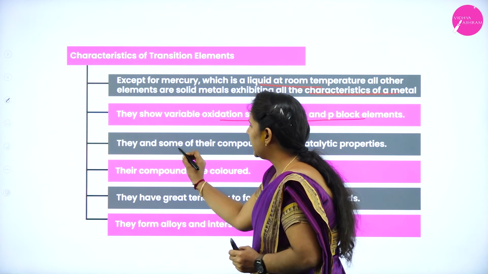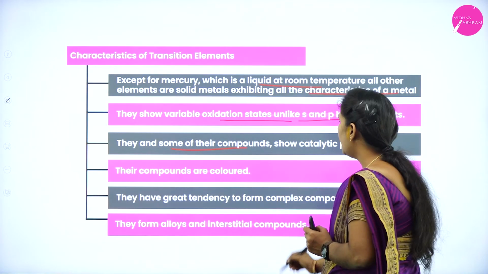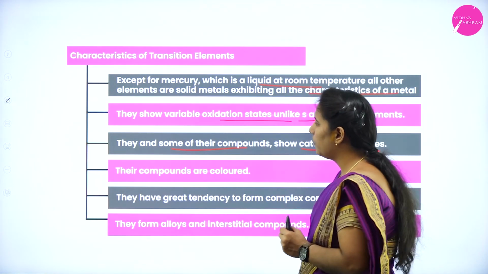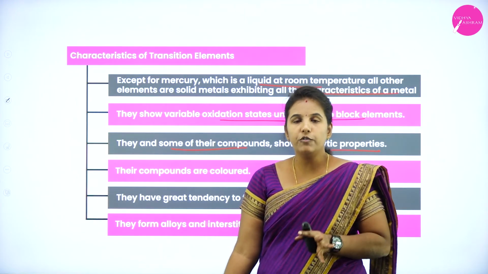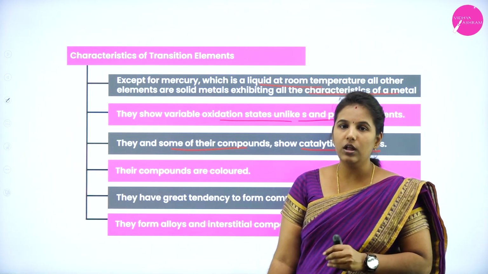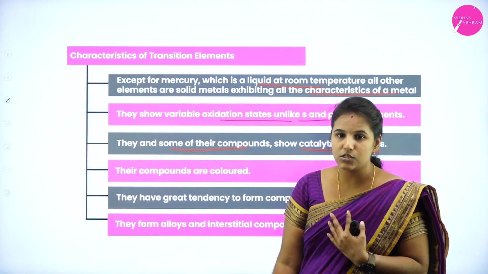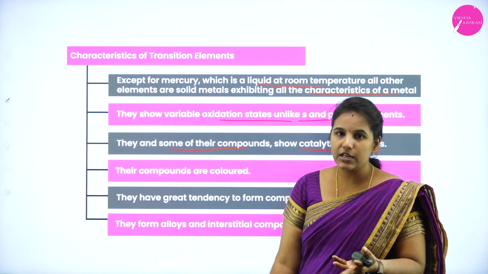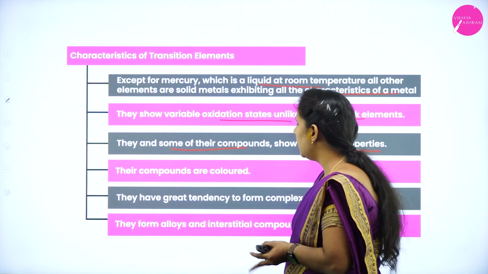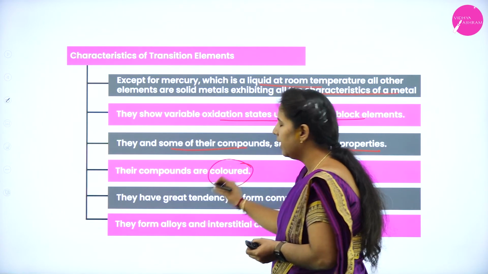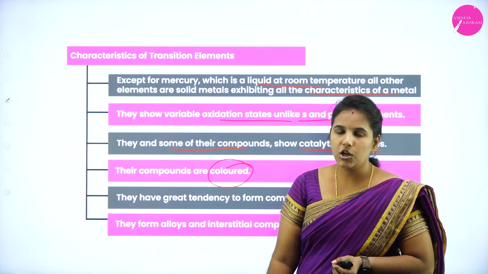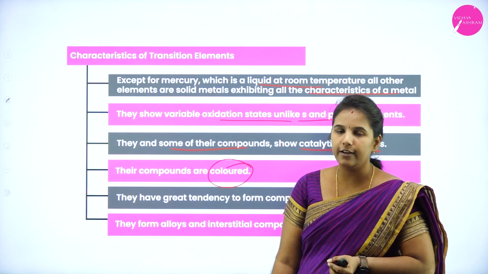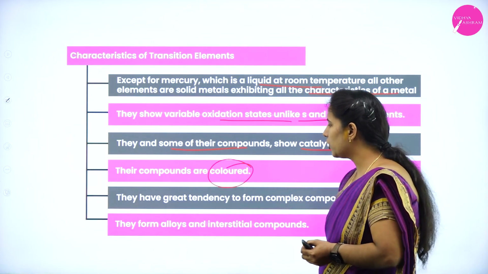And some of their compounds show catalytic property. It is very important. Some compounds of the d block elements behave like very good catalysts during reactions, hence they show catalytic property also. And their compounds also have colors, different colors. Hence, this is another important characteristic.